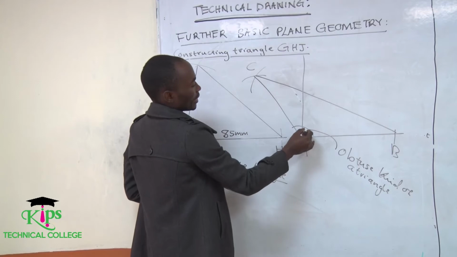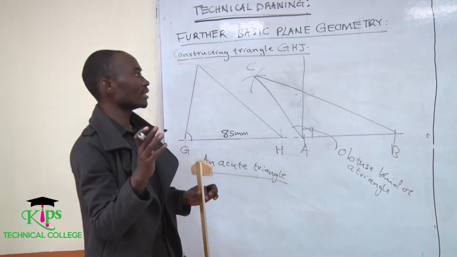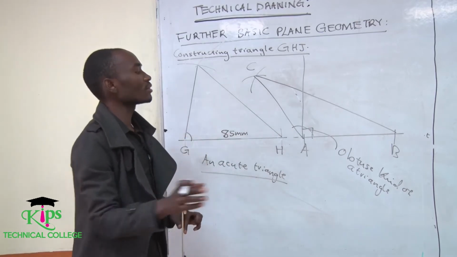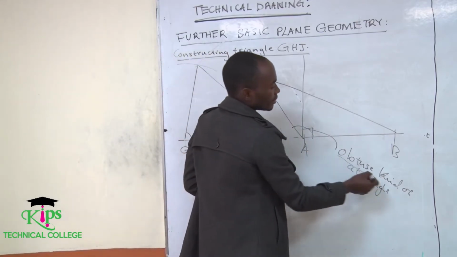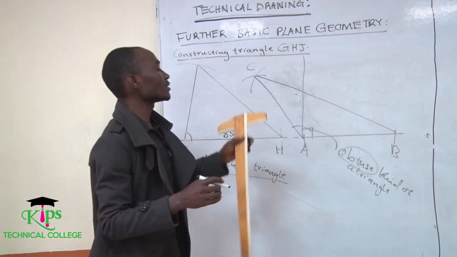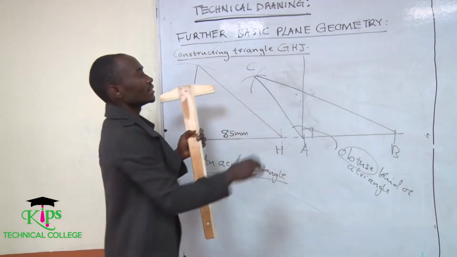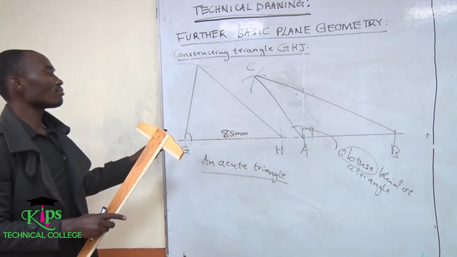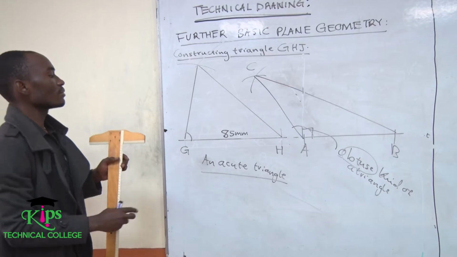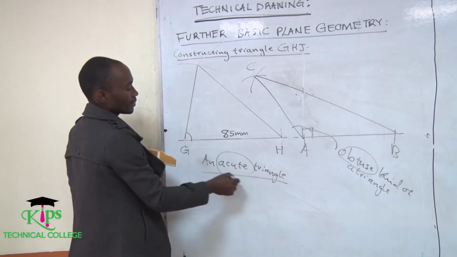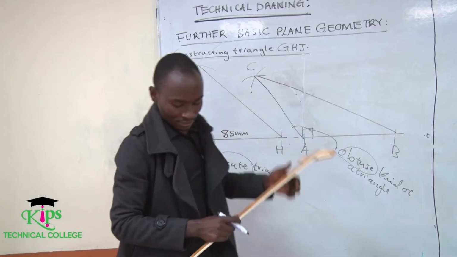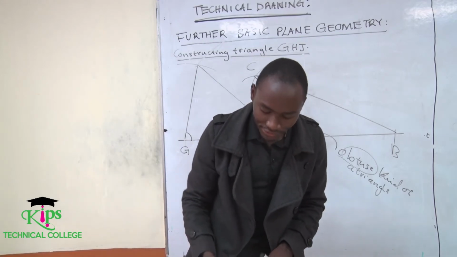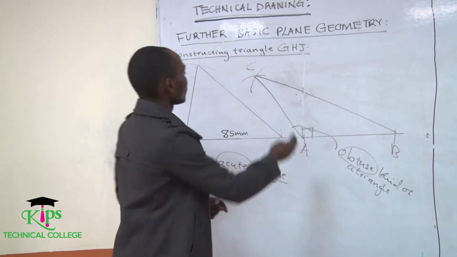So 90 degrees lies here. Anything that is in between 90 degrees and 180 degrees, we call that an obtuse kind of triangle because it is greater than 90 degrees. And any kind of triangle which is less than 90 degrees, we call that an acute kind of triangle.